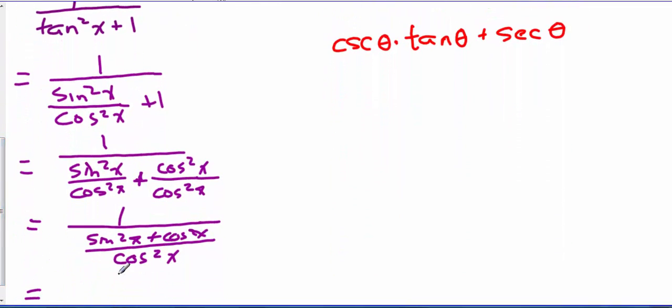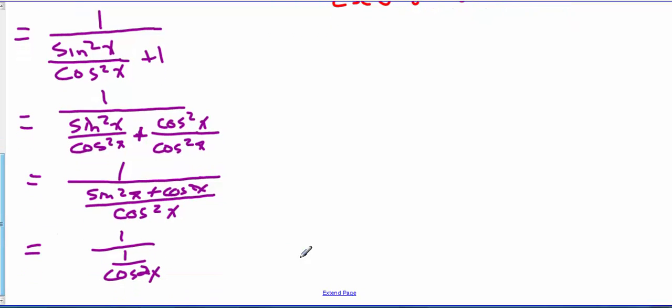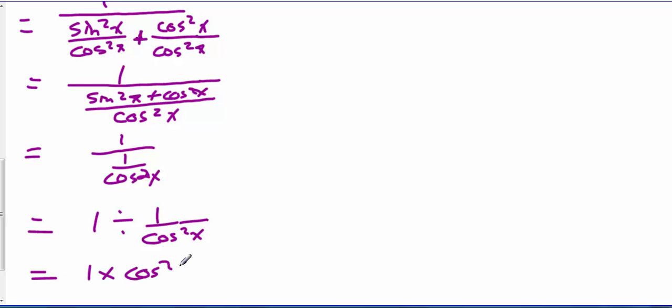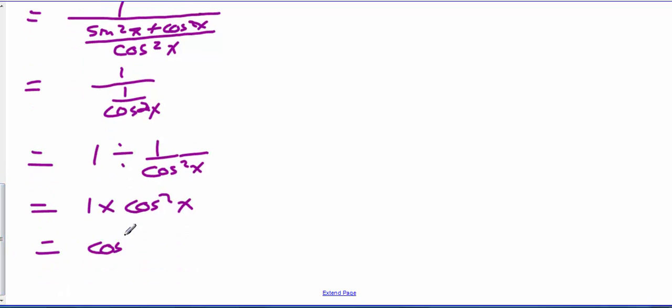And so now I have 1 divided by 1 divided by cos squared x. If I multiply by the reciprocal, I get 1 times cos squared x, or of course simply cos squared x.